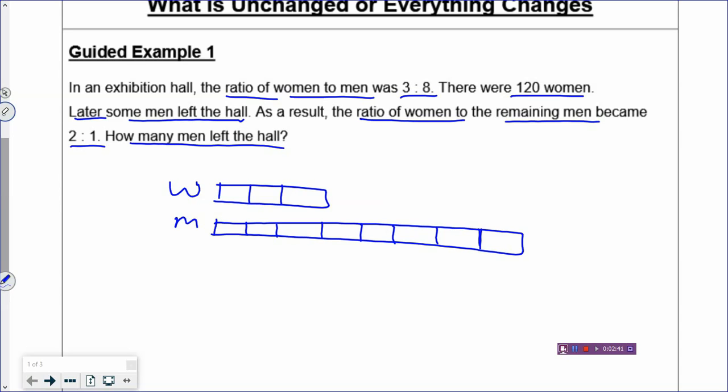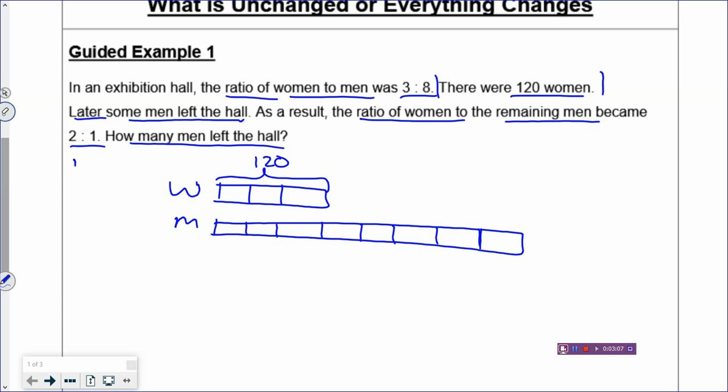Because when you draw a model, it's not perfect. Sometimes you may have to make some adjustment. But as long as you label the model clearly and you draw properly, you should still be able to solve it. Now, there were 120 women, so you just put 120. You draw until here already. Now later some men left the hall, so it means the men's rectangle becomes shorter.